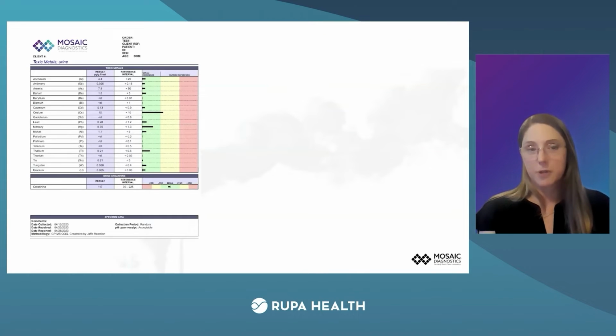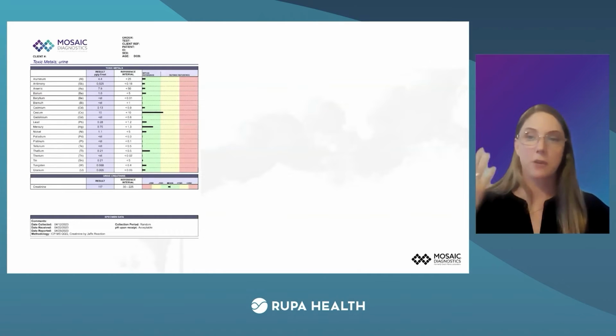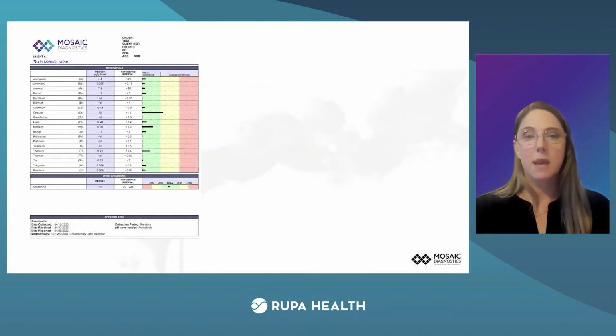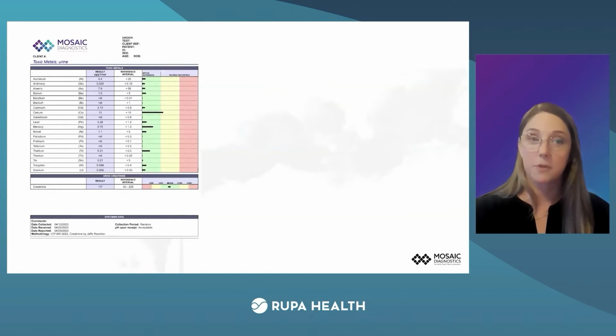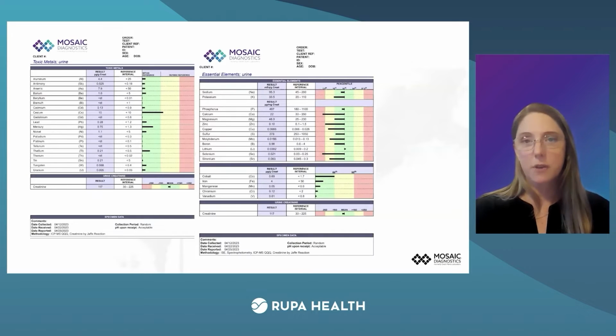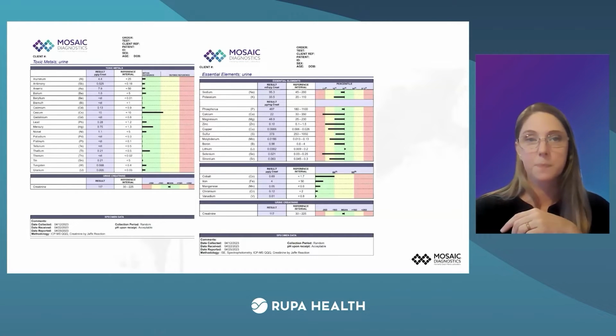The toxic metal urine, this is an FMV. It can be done as an FMB or it can be done as a timed. And you'll see on the first page, you've got the metals that are toxic, and we know that they're toxic. And then on the next page, you've got your essential elements, and these are things that we need. However, we need them within a certain range, right? Too little is bad, too much is bad.